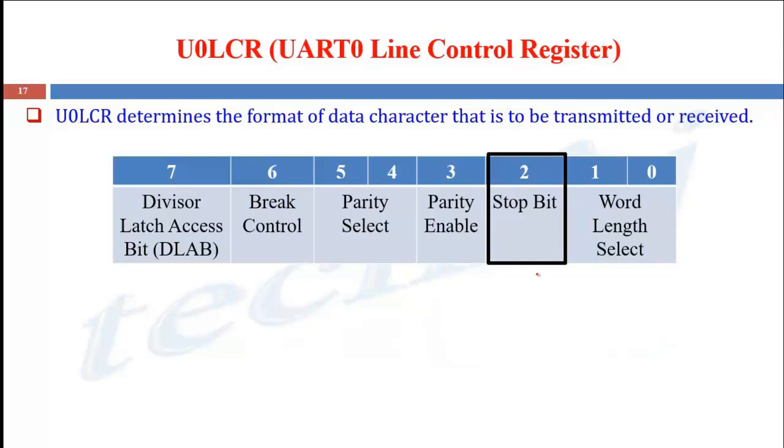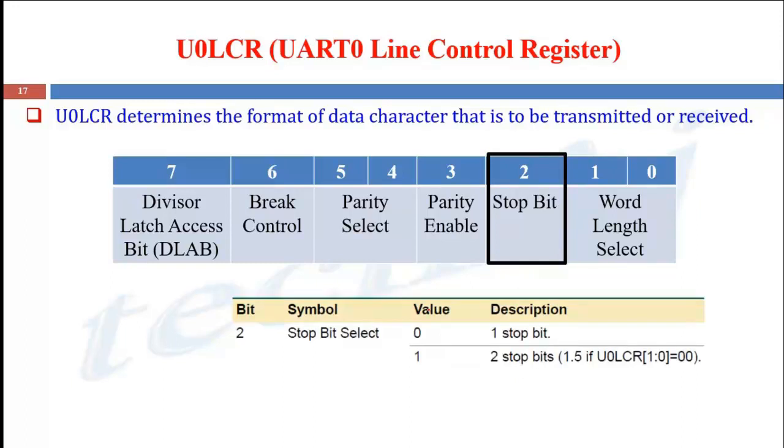Next bit is a stop bit. We know that in asynchronous communication, 8-bit data is framed by adding start and stop bits. So whether we want a single stop bit or 2 stop bits is selected by using this bit. When this bit is 0, 1 stop bit is used, whereas when this bit is 1, 2 stop bits are added in a frame.